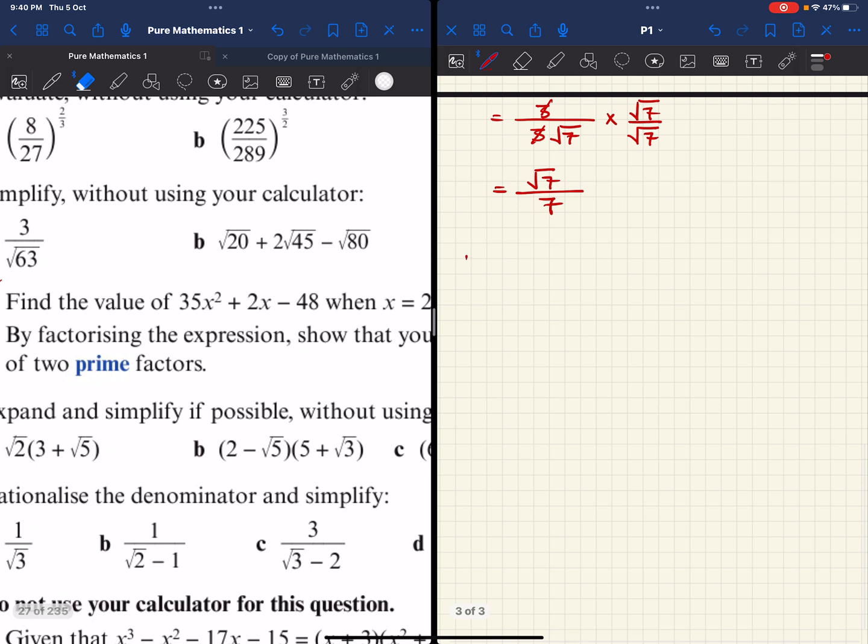Moving on to question B. Root of 20 plus 2 root 45 minus root of 80. We need to simplify each of these numbers and find if we can break them into square numbers. 20 is 4 times 5, so 4 is the square number inside 20.